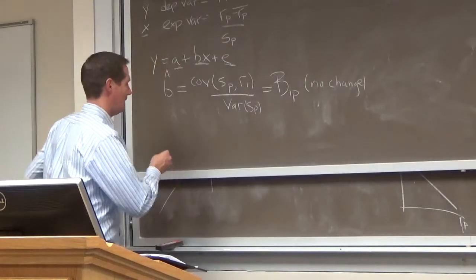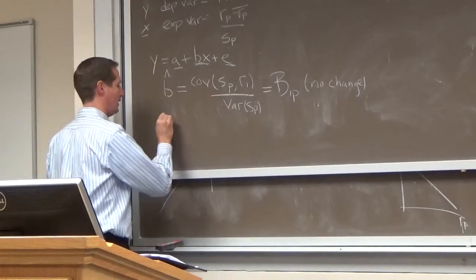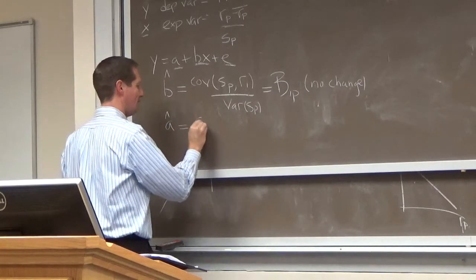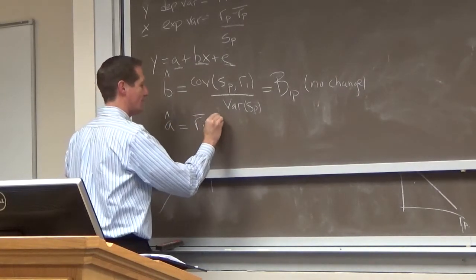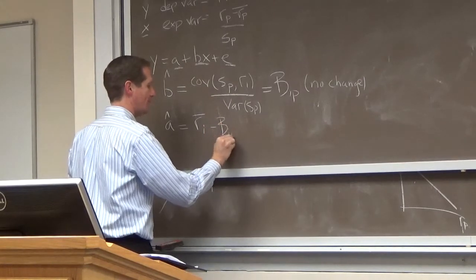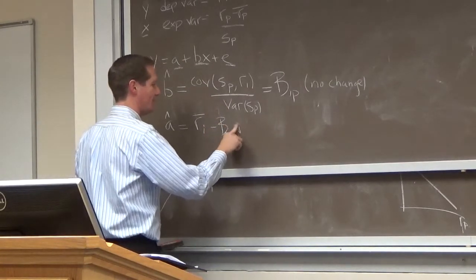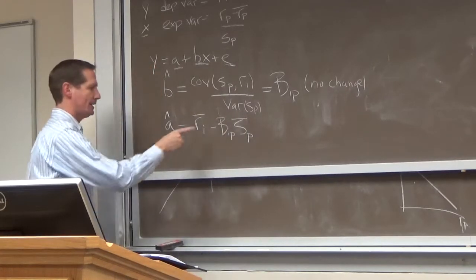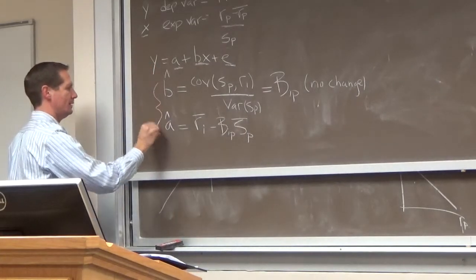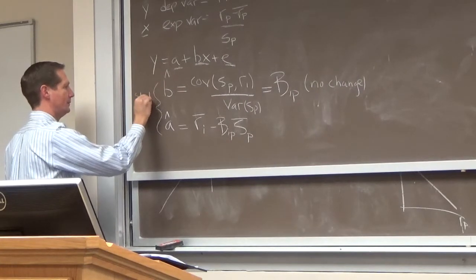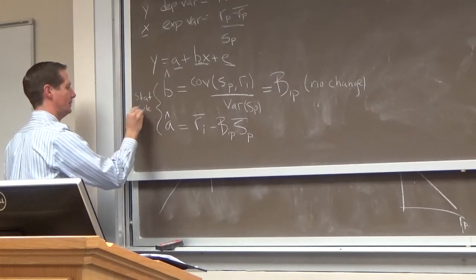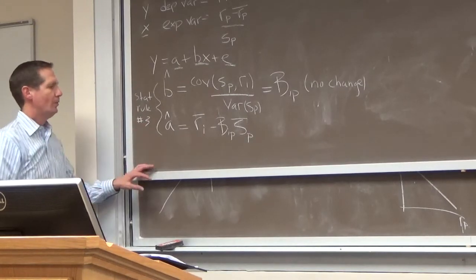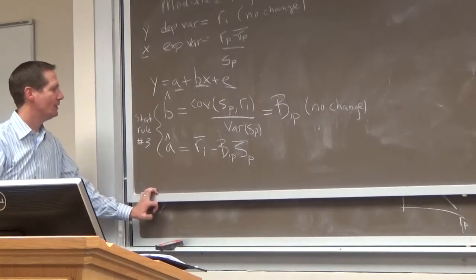How about our intercept? So I put hats here because these are our estimates. Our intercept now is going to be our average y variable minus our portfolio beta times our average x variable. Our x variable here is the shock to the portfolio. Actually, again from stat rule 3. All right, so what is our average x variable?